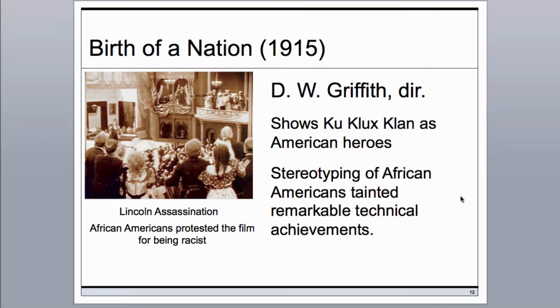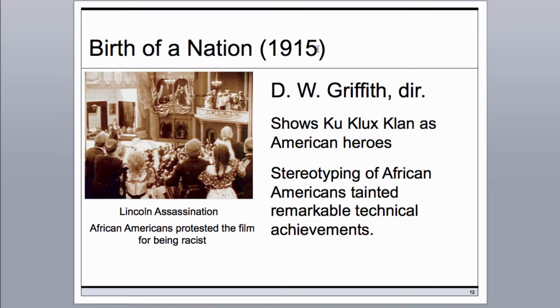So very negative, yet it made remarkable technological advancements to show how you could tell an effective story through editing and with action, and even portrayed a historical moment, Lincoln's assassination. African Americans protested the film. They picketed outside movie theaters that showed the film, and also showed that it could generate a social trend of protest against a movie because of its influence.